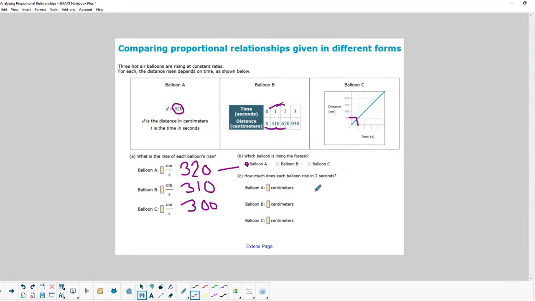So if we go out 2 seconds, how far would each balloon go? Well, we just have to double these numbers. So the first one would be 640 centimeters high. The next one would be 620 centimeters high. And the third one would be 600 centimeters high. That's in approximately 2 seconds. So there's some proportional relationships and how they worked.